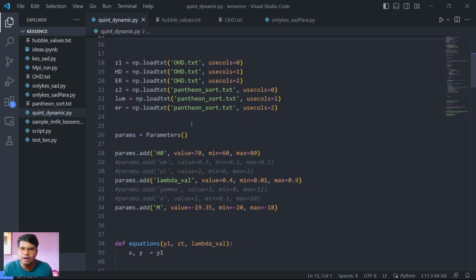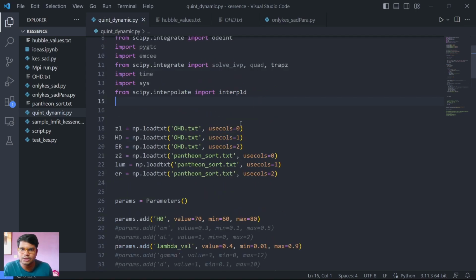So here we have the OHD data and there is an error. Use column equal to 0 means the zeroth column. Use column equal to 1 is the first column, and use column equal to 2 is the second column.